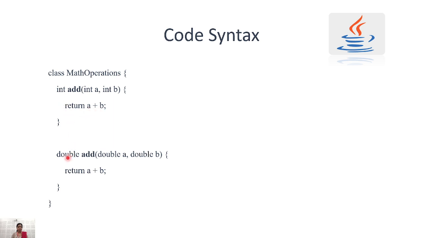And in the same class, we are overloading the add method with the same number of parameters but different data types. Here you can see, instead of int a, I am taking double a, and instead of int b, I am taking double b. And here we are returning the addition as a double. So this is how we are overloading the add method.